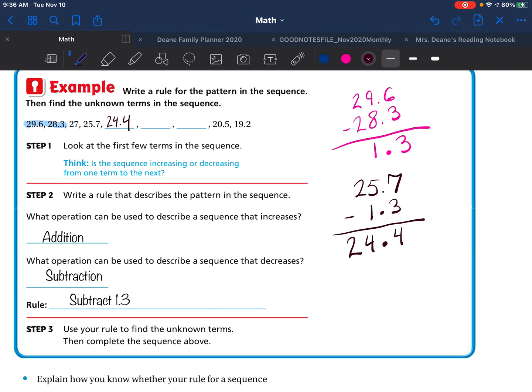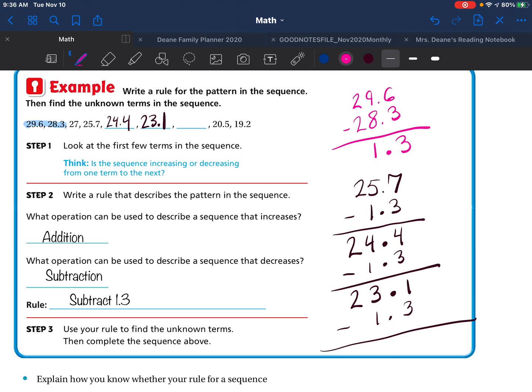So we have 24.4 here. We subtract 1.3 again. 4 minus 3 is 1. 4 minus 1 is 3. And the 2 comes down. So we have 23.1. And one more time. In this case, we're going to have to borrow. So that becomes a 2. This becomes an 11. 11 minus 3 is 8. 2 minus 1 is 1. And the 2 comes down. So I have 21.8 in our last spot.